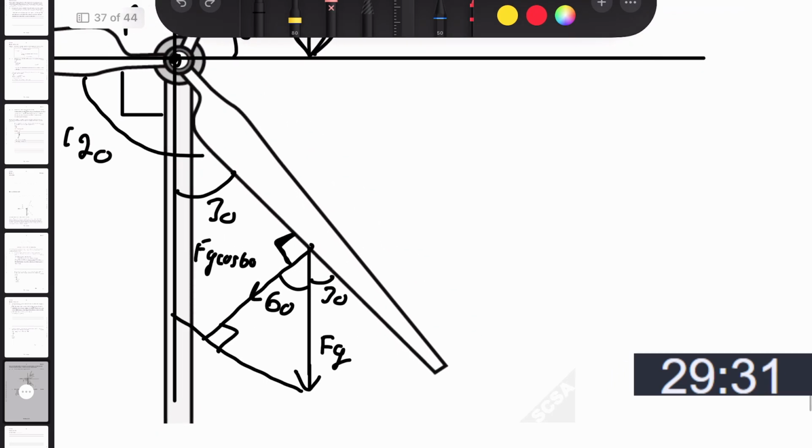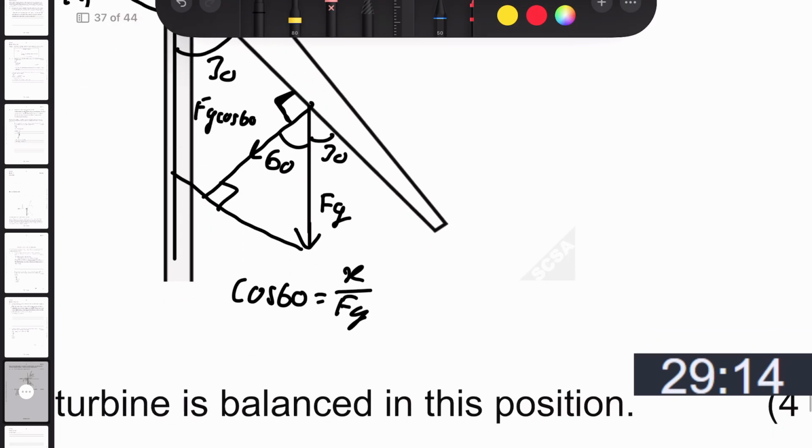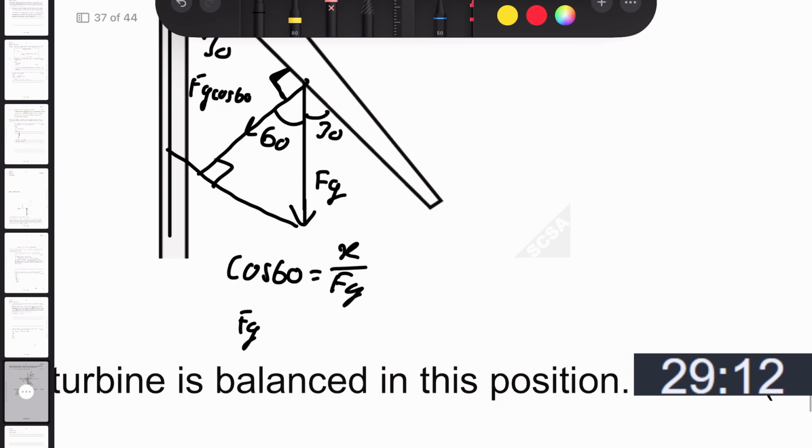And then since I drew this as my perpendicular, and because this is my parallel, and this is perpendicular to that, so that has to be perpendicular to this, so that's 90. So then here I can just do cosine of 60 is equal to, let's say, x over f of g, so x equals f of g cosine of 60.